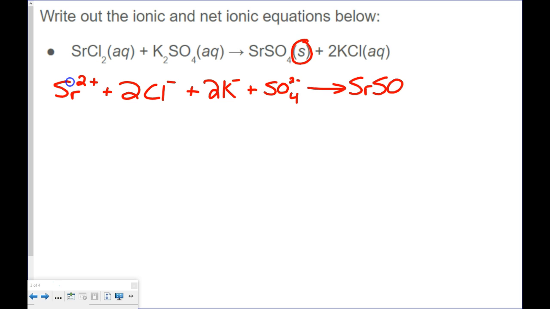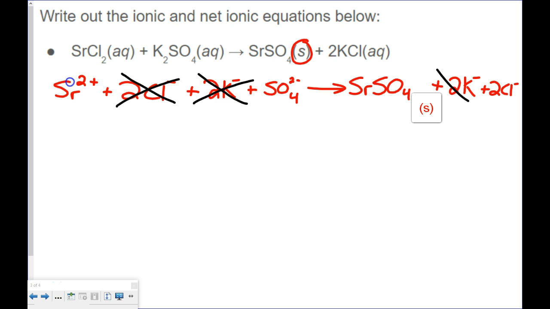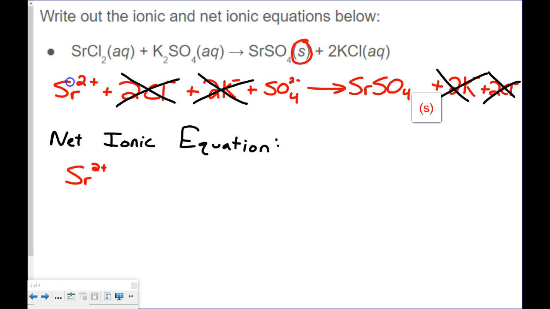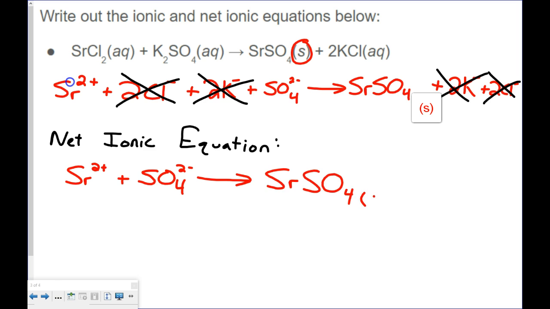Same thing I'm going to do at the end, but I'm not going to do it for the strontium sulfate here because this is going to be my insoluble precipitate. And then of course I have the potassium chloride, that's going to also be in the ion form. Now I can cancel these out because these are going to be my spectator ions. They do not change from beginning to end. So the net ionic equation is going to be the strontium plus the sulfate is going to make strontium sulfate, and that is going to be my insoluble precipitate.